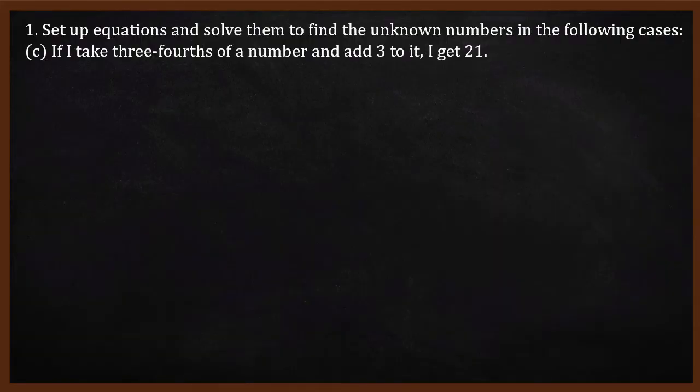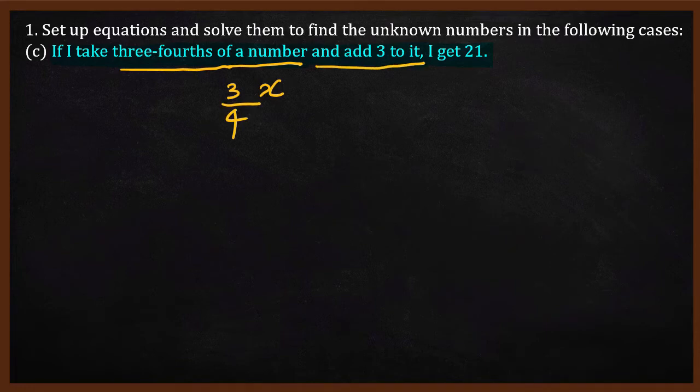Let's see what is going on in question number 3. If I take 3/4 of a number and add 3 to it, I get 21. So what's the number? That's the number we're looking for. Let's call it x. How much of a number? 3/4 of a number. So that'll be 3/4 x. What do we need to add? We need to add 3. So that'll be plus 3. What do you get if you add 3? You get 21. So that'll be equals 21. So that is the equation.